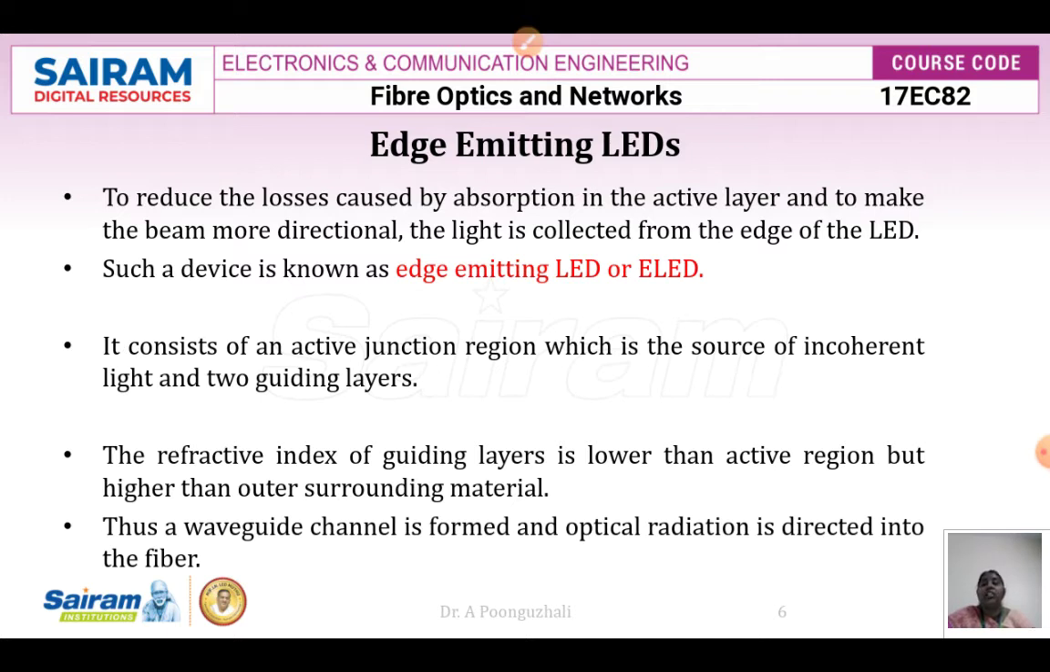Here, it is going to consist of an active region, which is going to be a source of incoherent light, and two guiding layers. The refractive index of the guiding layers is going to be lower than the refractive index of the active region, but it is going to be high compared to the surrounding material. So the waveguide channel is going to be formed, and the optical radiation is going to be directed into the fiber.